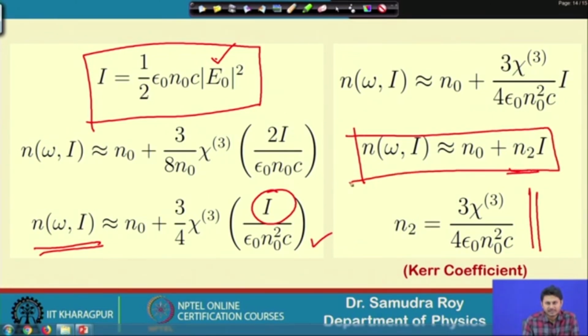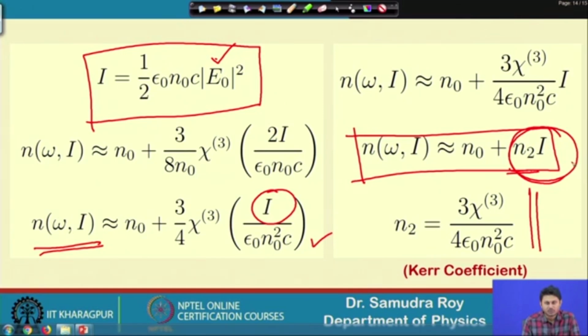So, total refractive index is the refractive index without nonlinearity plus n2 into I, where n2 is the Kerr coefficient, and this Kerr coefficient basically gives us the amount of nonlinearity, and I is the intensity of the field. So, there are two properties involved here in order to find out what is my refractive index under nonlinearity. This is the term that is modifying, and this term contains two things.